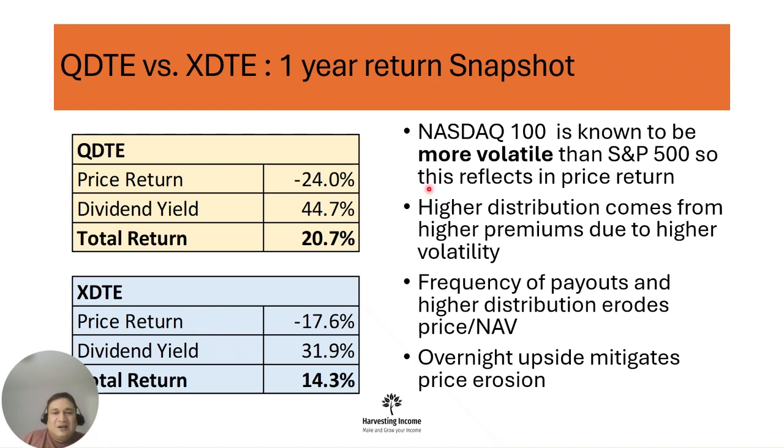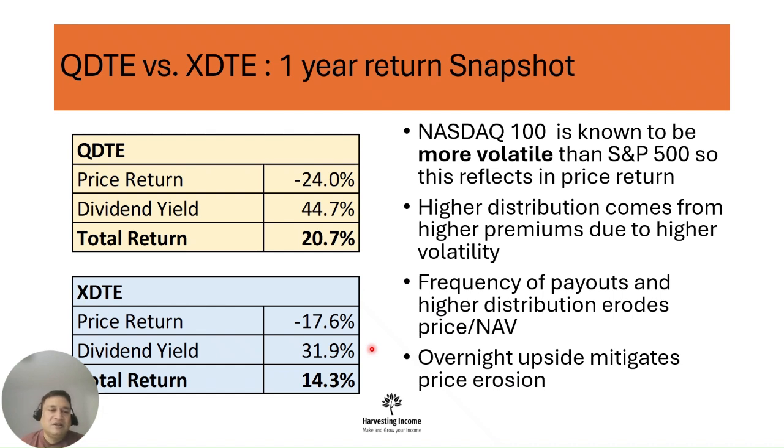So anyway, here the higher distributions come from the higher premiums due to the higher volatility. Exactly what I explained. And the dividends are slightly lower for XDTE because again the volatility is slightly less for the S&P compared to Nasdaq. And the third point is very interesting: the frequency of payouts and higher distributions, that's eroding the price of the NAV. Of course, both are weekly payers. Since there is a weekly payout, the frequency of the payout can actually erode the value of the fund.